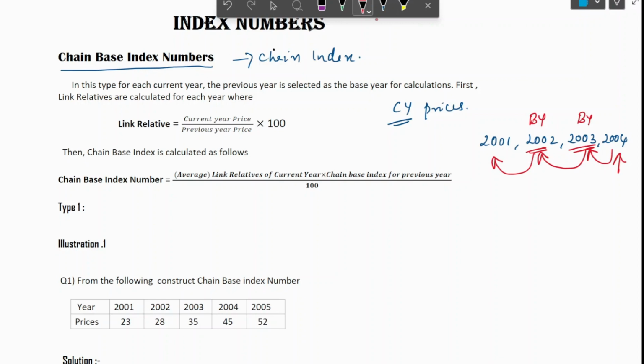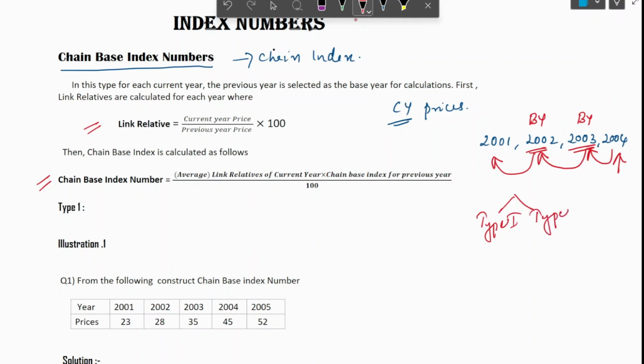There are two formulas for calculating the chain-based index number, step number 1 and step number 2. I will explain them while doing the sum. But try to understand one thing: there are two types of sums that will come. You need to understand which the two types are.